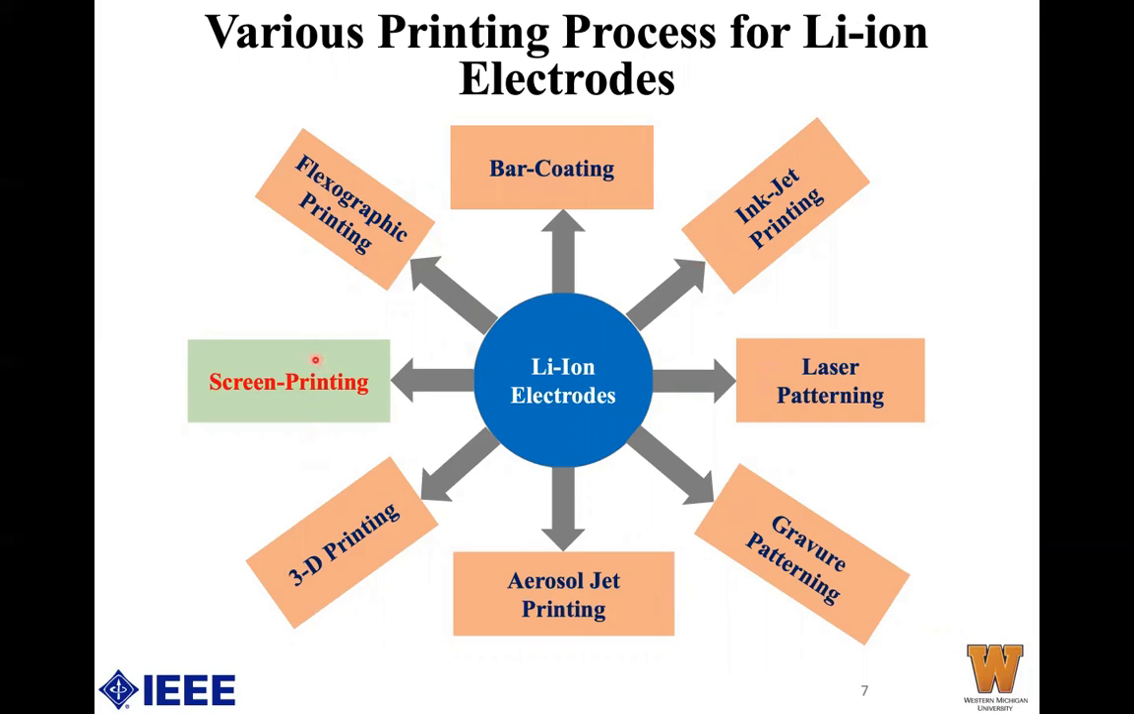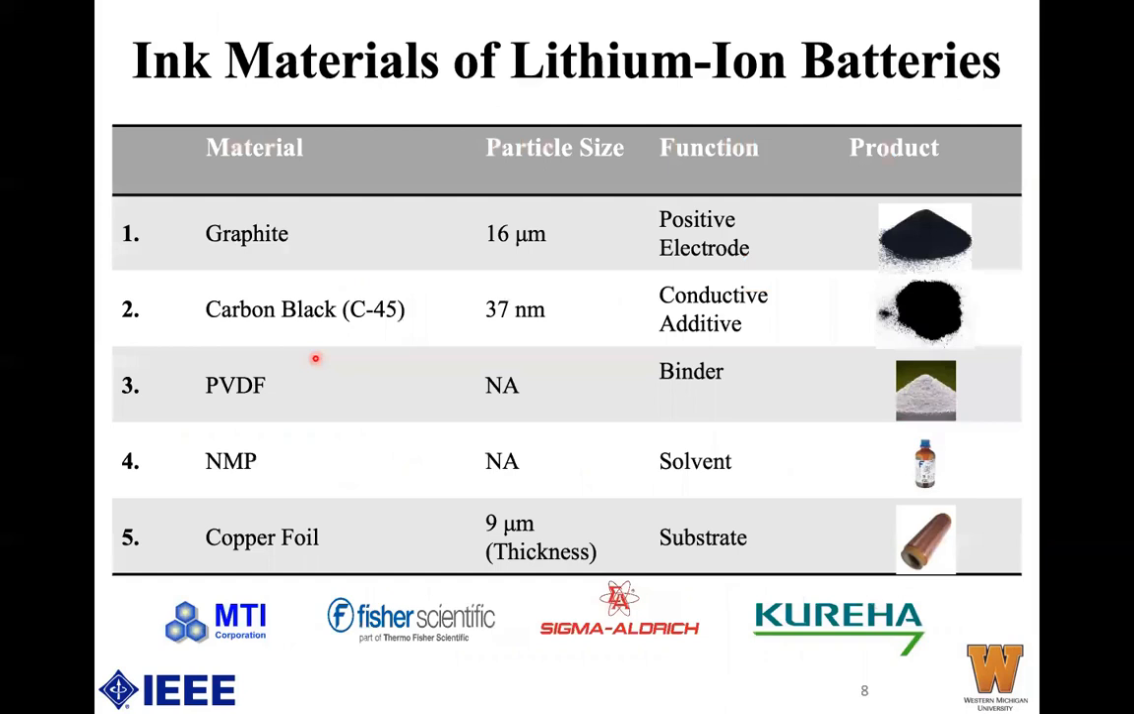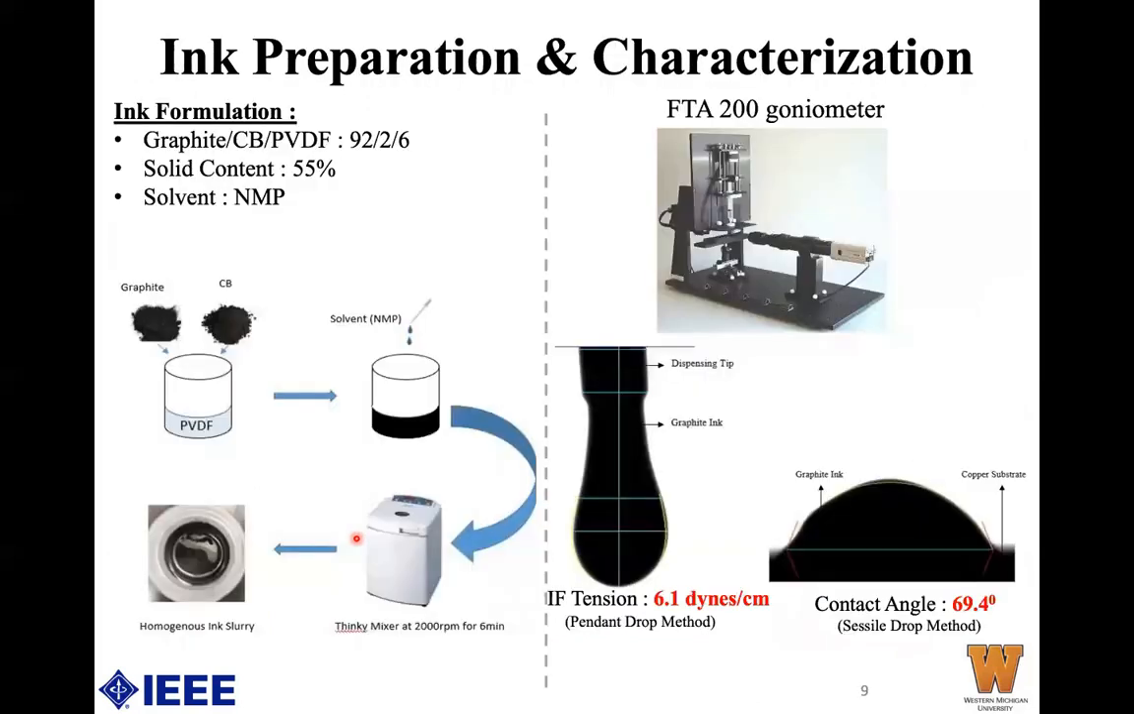Before discussing screen printing, let's give an overview of the materials that we have used to prepare the electrode slurry for screen printing. The active material is graphite with a particle size of 16 micrometers, and the conductive additive is carbon black C45 with a particle size of 37 nanometers. PVDF is the binder, with the solvent being NMP. And the substrate we have used to coat this slurry is a copper foil with a thickness of 9 micrometers, which is the thickness that is commercially used.